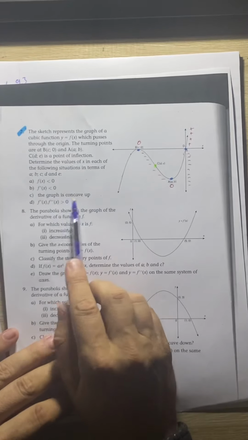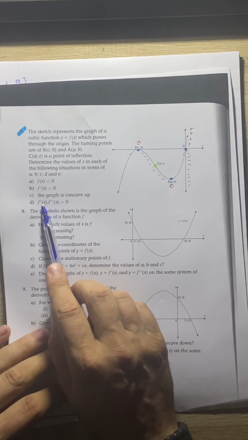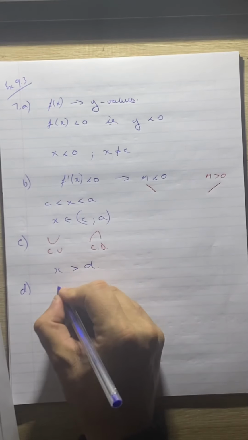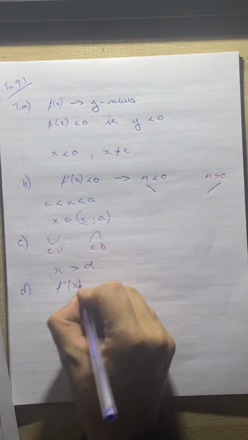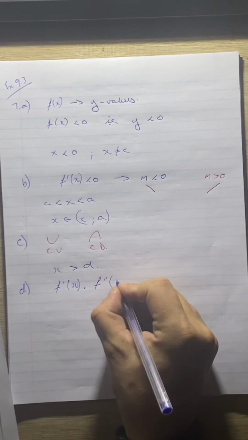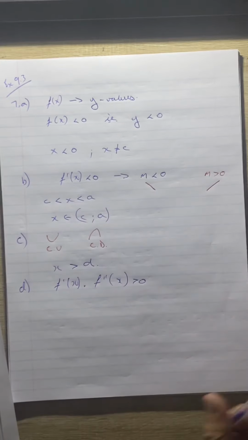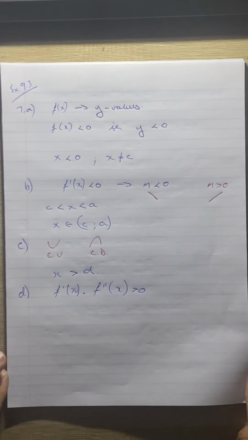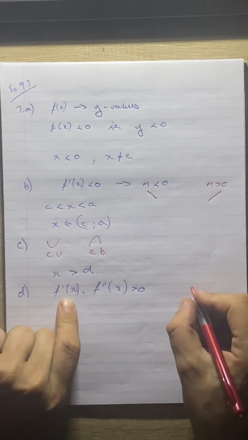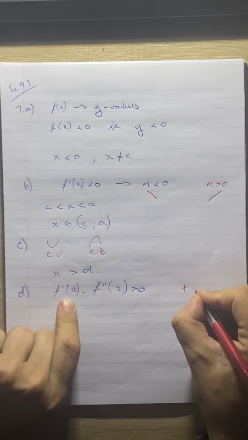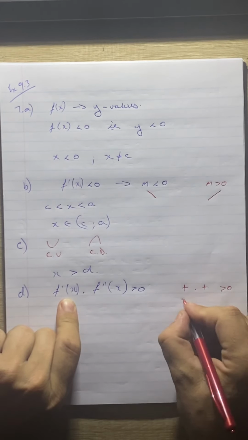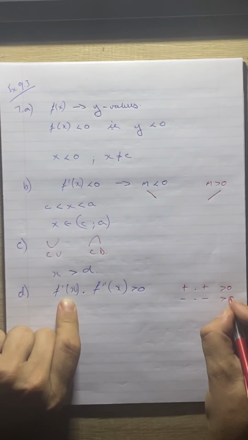Okay, if we look at the next one, question D, they're asking f dashed x times f double dashed x greater than 0. Before I answer this question, I just want to show you how we would get something like this. Something times something greater than 0. The only way we could get that is if it's a positive times a positive, or a negative times a negative.